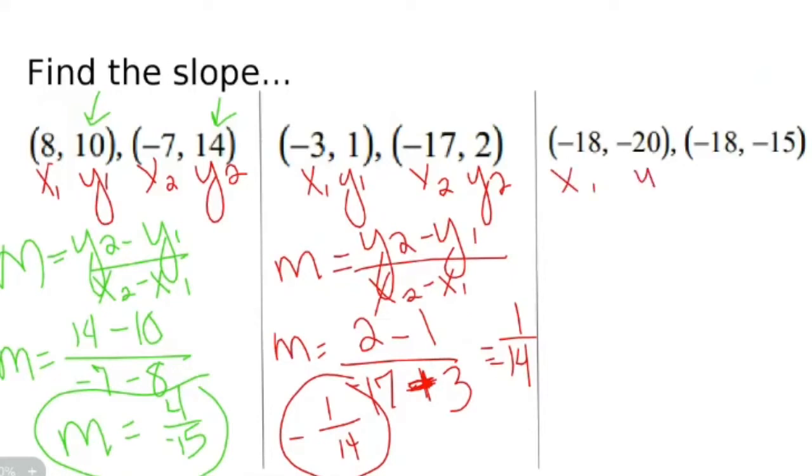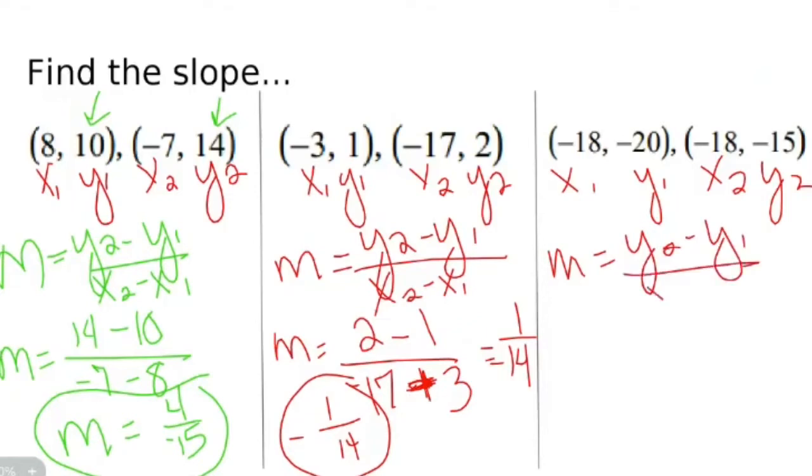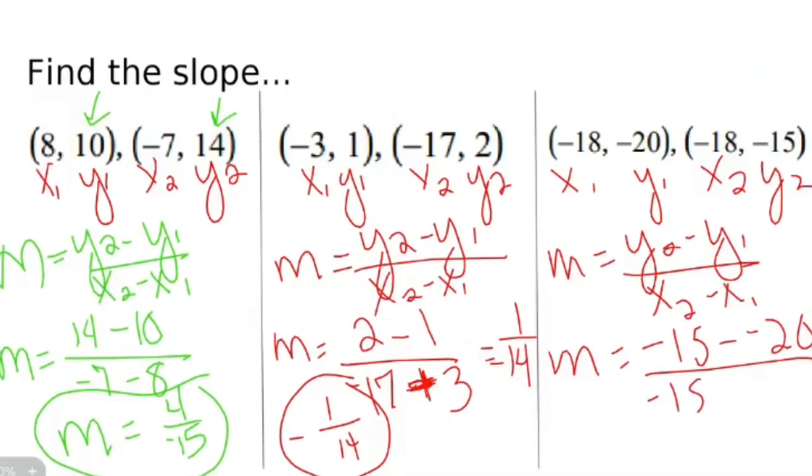X sub 1, y sub 1, x sub 2, y sub 2. M equals y sub 2 minus y sub 1 over x sub 2 minus x sub 1. M equals y sub 2 is negative 15 minus y sub 1 is negative 20. That's interesting, but this is even more interesting. X sub 2 is negative 18, minus negative 18. Double negative.